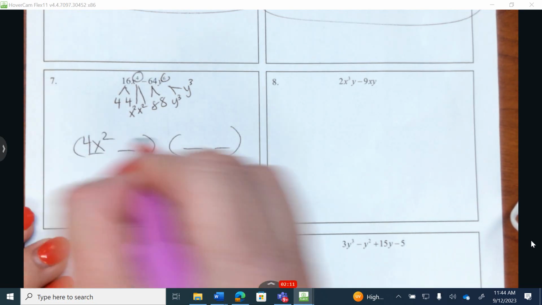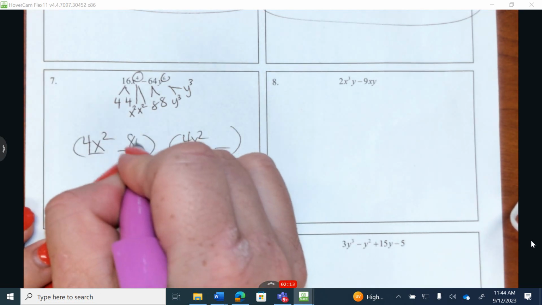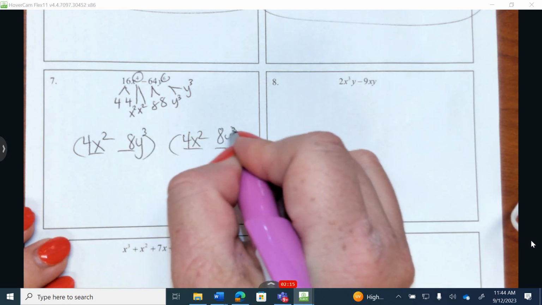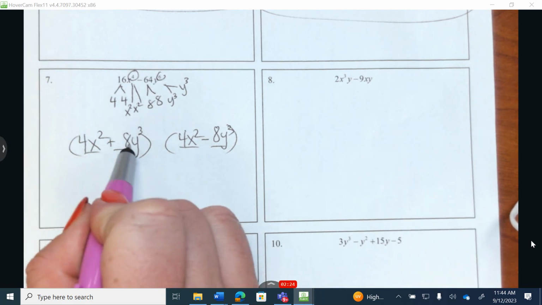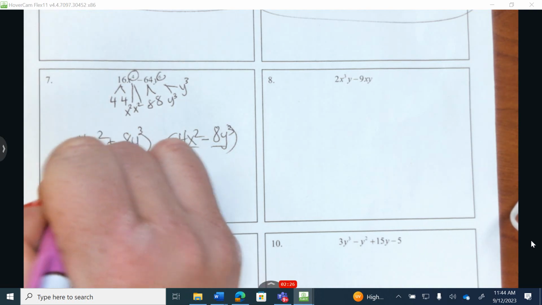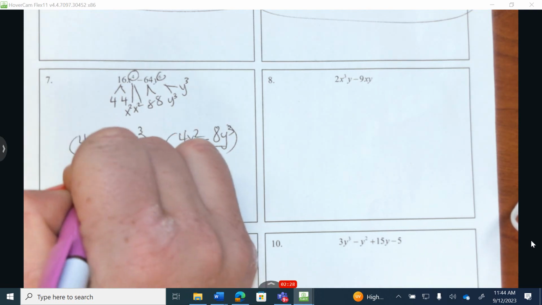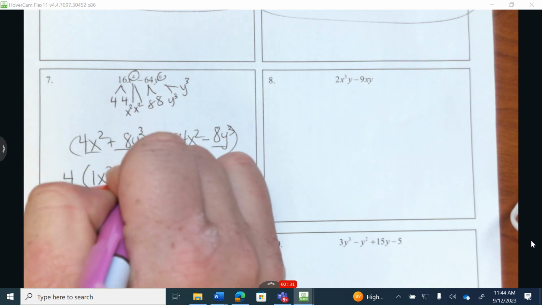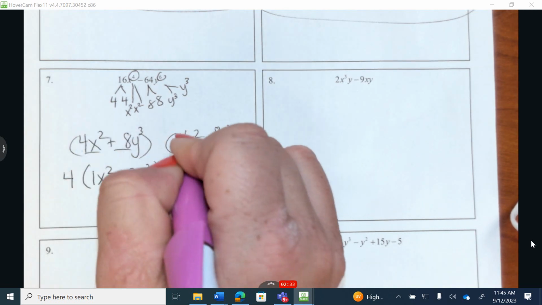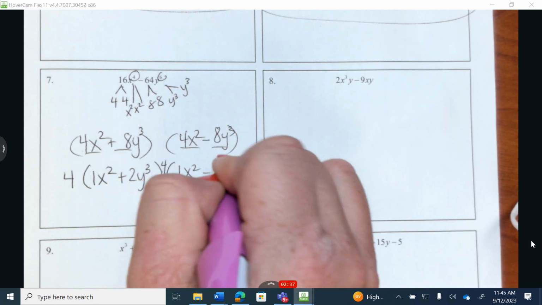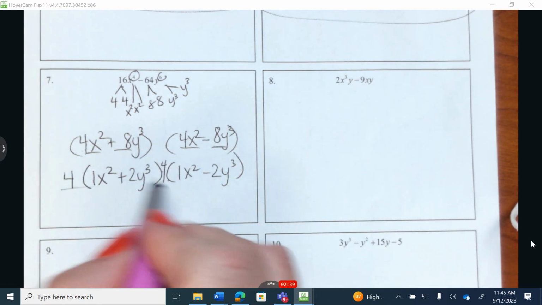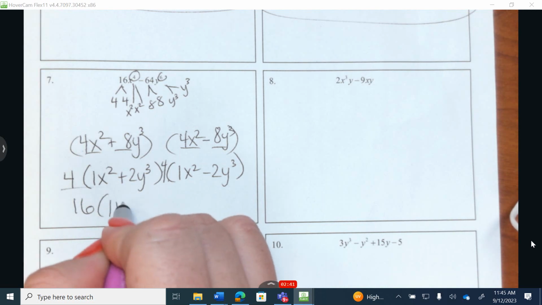So 4x squared is in front, 8y to the third is in back, one is addition, one is subtraction. Nothing that I've done is wrong, but to be factored means to be fully simplified. I recognize that both of these terms are divisible by 4, so I'm going to divide out a 4. 4 divided by 4 is 1, 8 divided by 4 is 2. Same thing in back. 4 divided by 4 is 1, 8 divided by 4 is 2. Now the 4s multiply, and this will be my final answer.